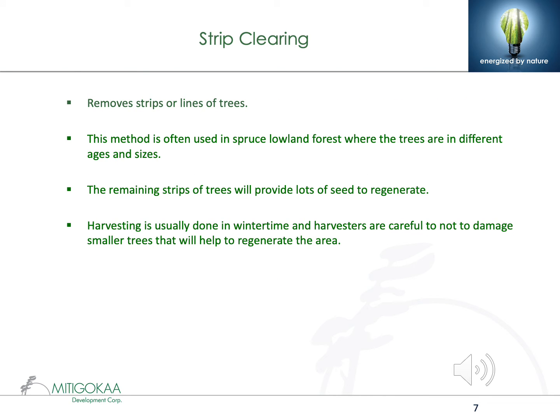Strip clearing removes strips or lines of trees. This method is often used in spruce lowland forest where the trees are different in ages and sizes. The remaining strips of trees will provide lots of seeds to regenerate. Harvesting is usually done in wintertime, and harvesters are careful not to damage smaller trees that will help regenerate the area.